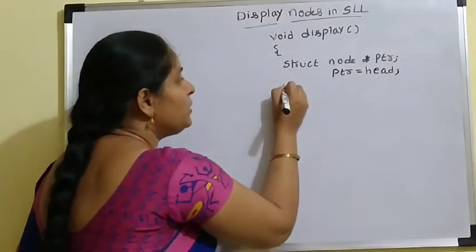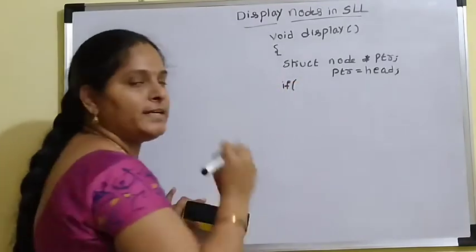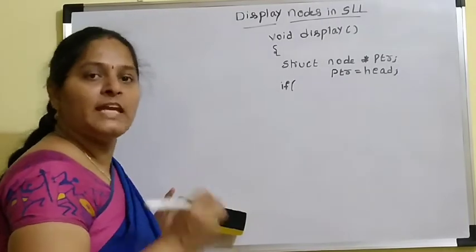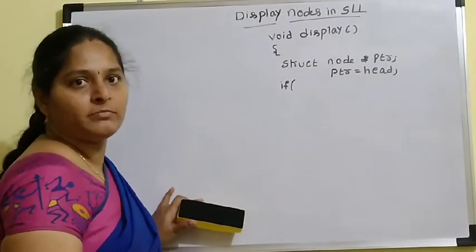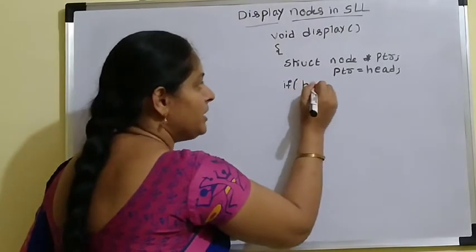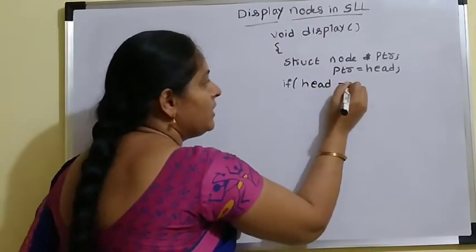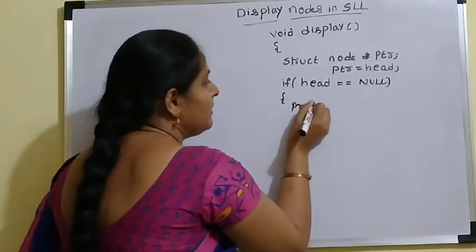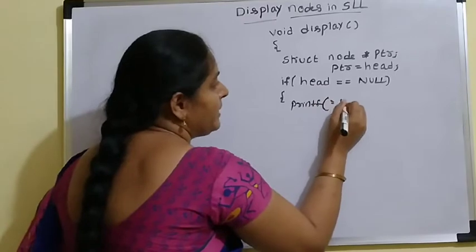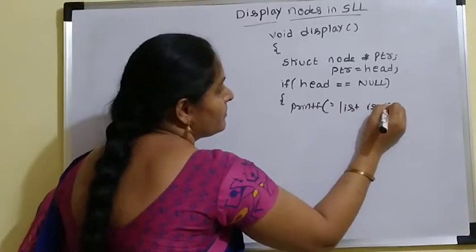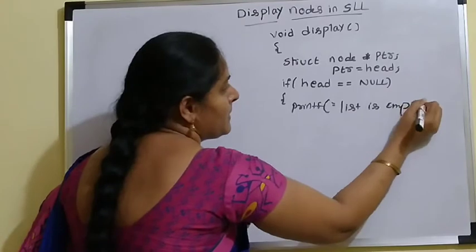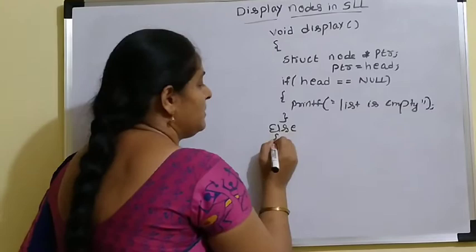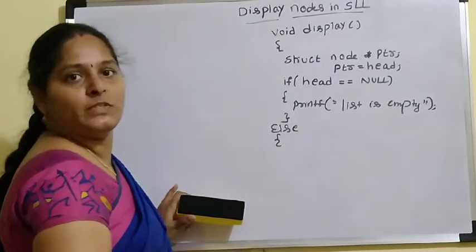Right? So if you want to print the nodes or data of the single linked list, first of all, list should have some elements. If list is empty, nothing is to be printed. So check whether the list is empty or not. If head equal to null, that indicates that list is empty. If list is not empty, then only we can display the nodes of the list.